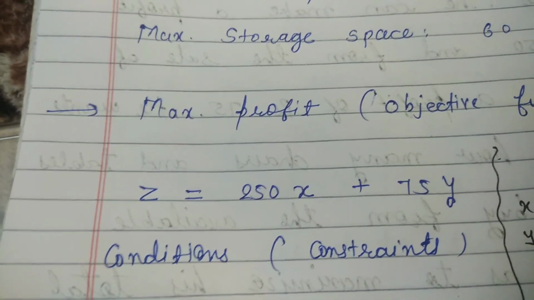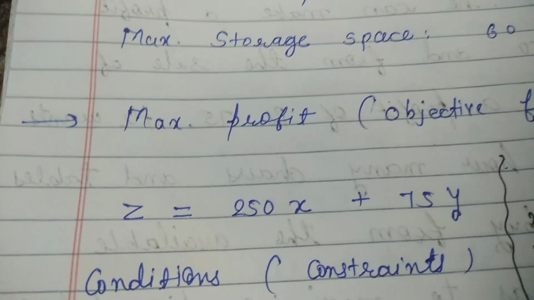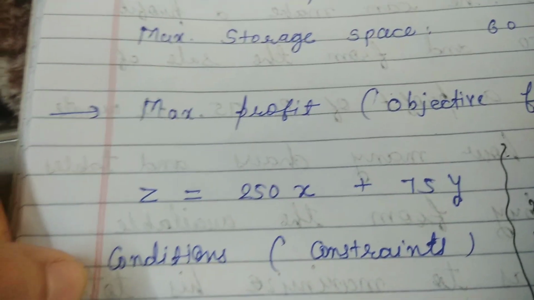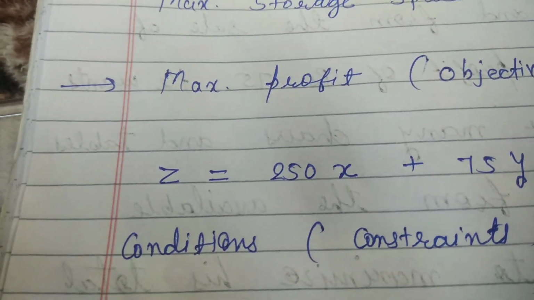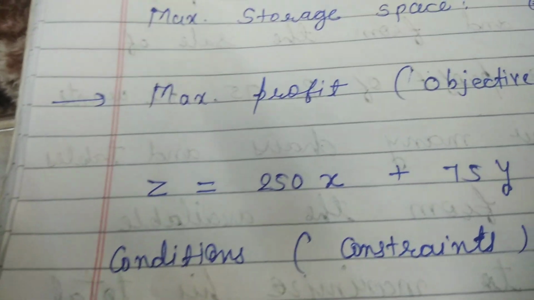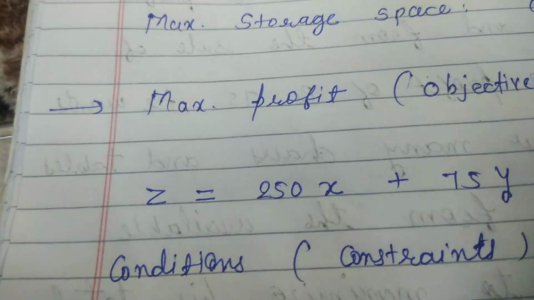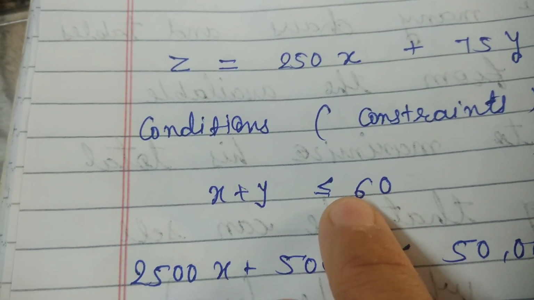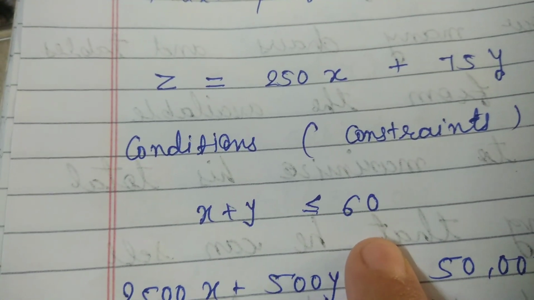Now the conditions are known as constraints. The words we will use are subject to the constraints. So here is the condition. What is the condition we have? He does not want to invest more than 50,000 rupees. And second, he can store a maximum of 60 pieces at a time. So the condition I have written: he can store X plus Y, not more, it is maximum 60, that means less than or equal to 60.